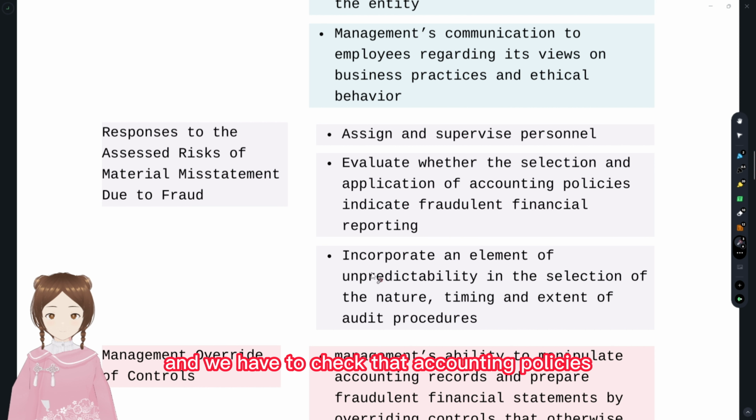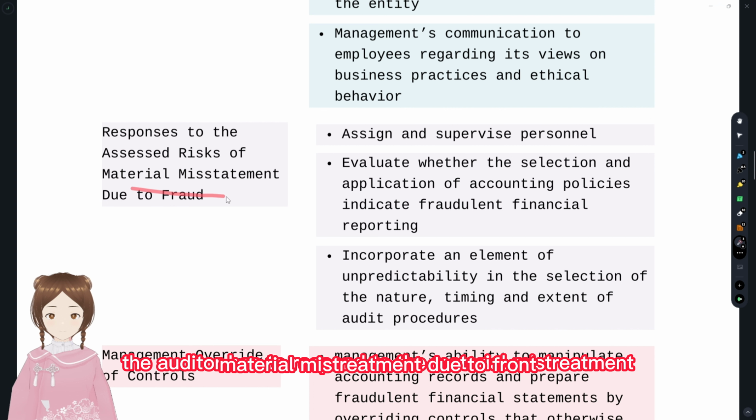And we have to check those accounting policies and incorporate an element of unpredictability, that is professional skepticism, to be alert and dynamic in selection of the nature, timing, and extent of the audit procedures. Whenever we infuse an element of unpredictability, we'll be dynamic in changing the audit procedures or audit program, whenever we find information that could not be achieved, or an objective that could not be satisfied with the existing audit program. This is with regards to the response.